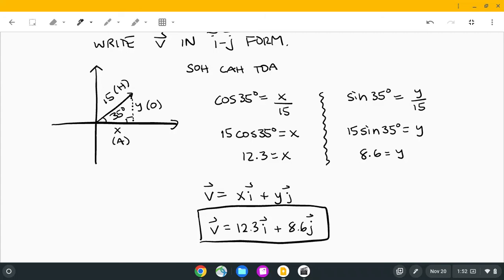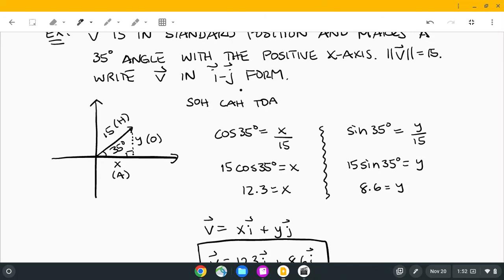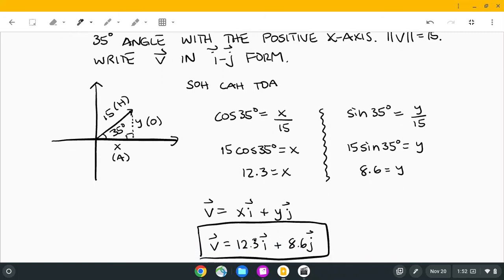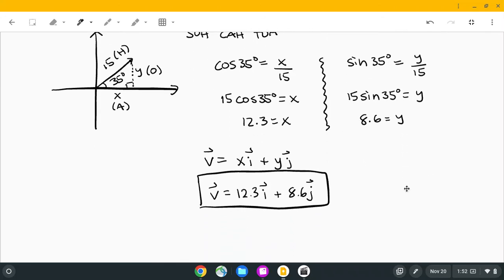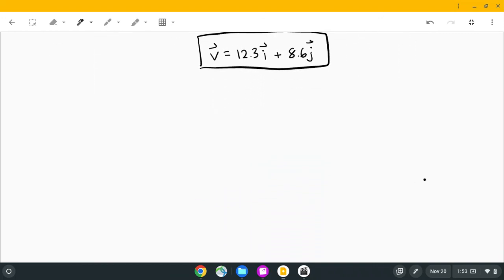If they ask you to write your vector in ij form, you need to have the x and the y component. And if you're not given the x and y components, then you have to use your trigonometry to find them. And then adding, subtracting, and multiplying is still the same. So let's just take a look at that. Add, subtract, and let's just throw scalar multiplication in here.